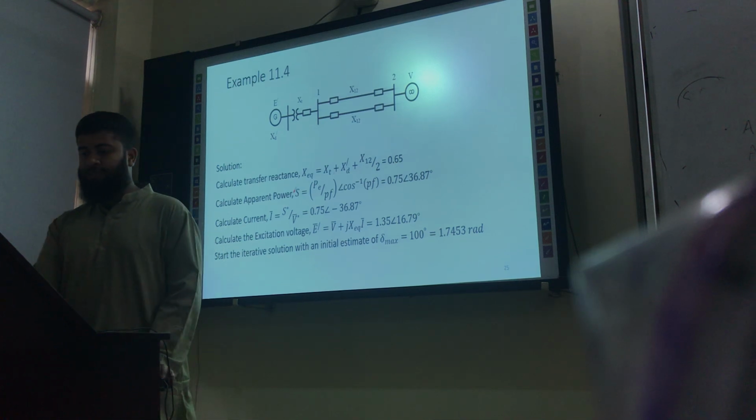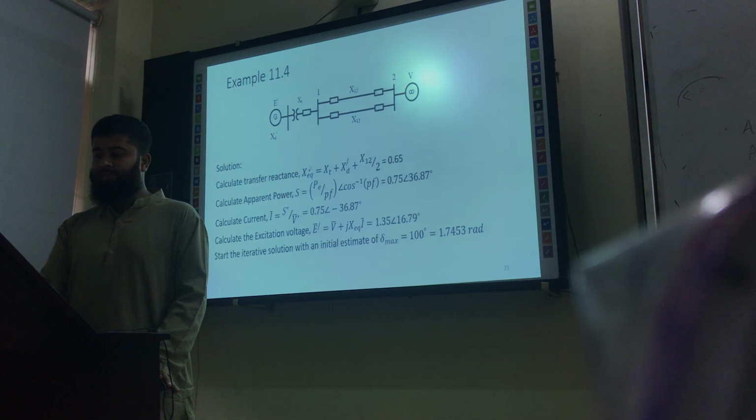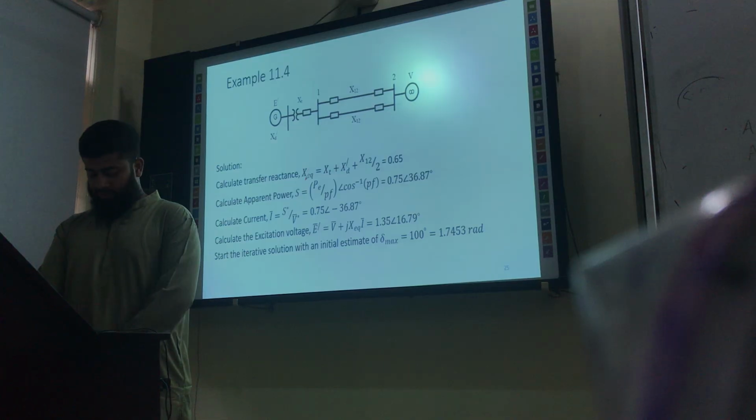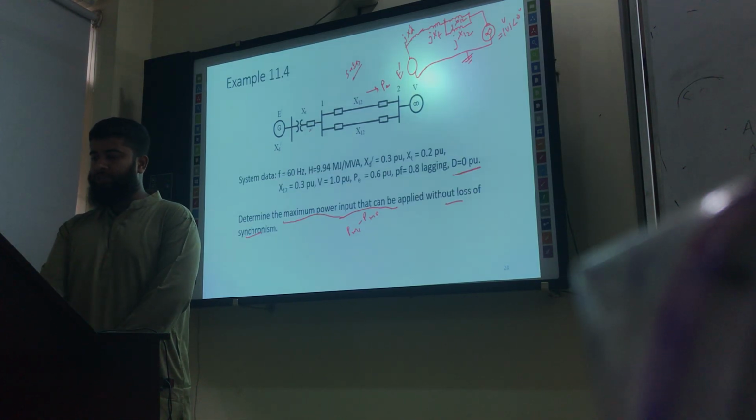First of all, we have to calculate the transfer reactance, or the equivalent reactance, between the two voltage sources, that is this source and this source. What will be the equivalent reactance? These two are in parallel and both have equal values, so simply it will be divided by 2. Then this result will be in series with this Xd dash and XT.